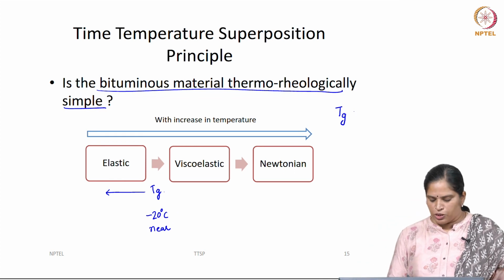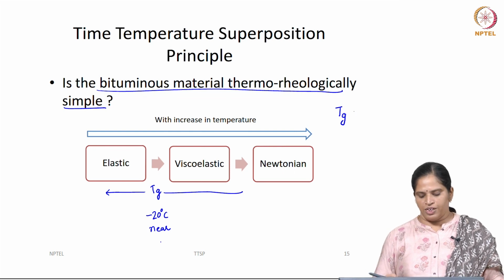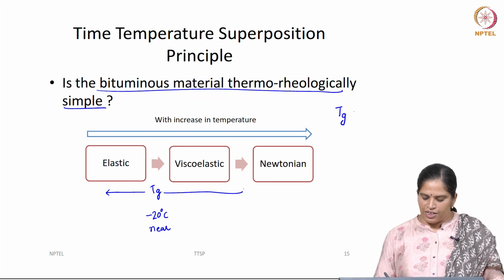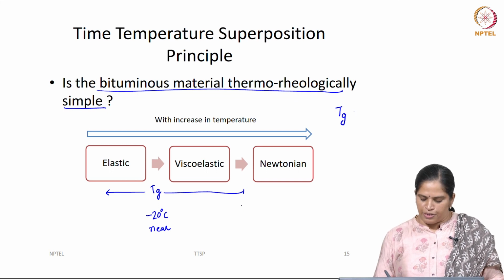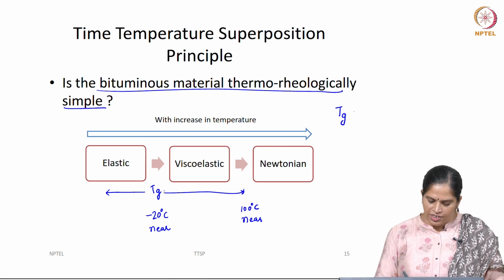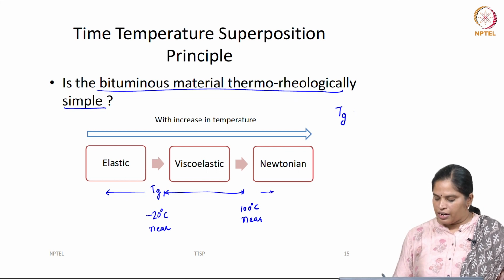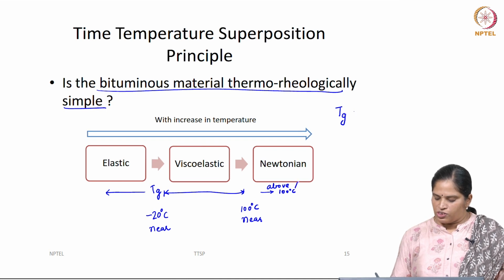Above Tg, when you proceed, the response of the material will be viscoelastic. As the temperature further increases, there will be a transition from viscoelastic to Newtonian behavior. This transition may happen near, say, 100 degrees Celsius. Again, it is a nearby temperature, not an exact value. So, this is the viscoelastic range of temperature, below Tg is the elastic range, and above 100 it is Newtonian.